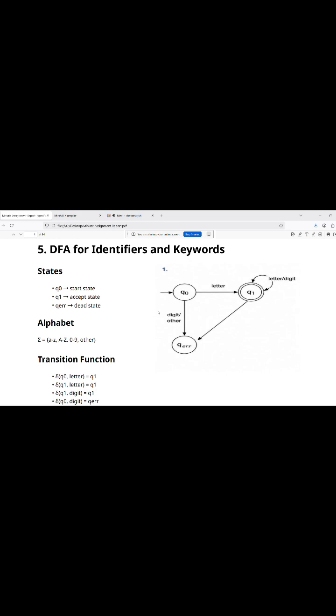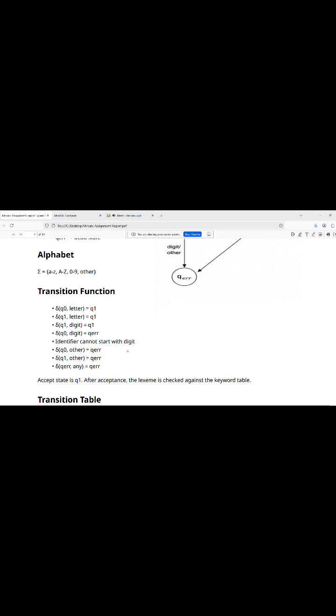The DFA is used for recognizing identifiers and keywords. Here we have 3 states. Q0 is the start state, Q1 is the accepting and final state, and Q error is the dead state. We have used the alphabet A to Z, uppercase and lowercase, digits from 0 to 9, and others. Based on that, we have the transition table.